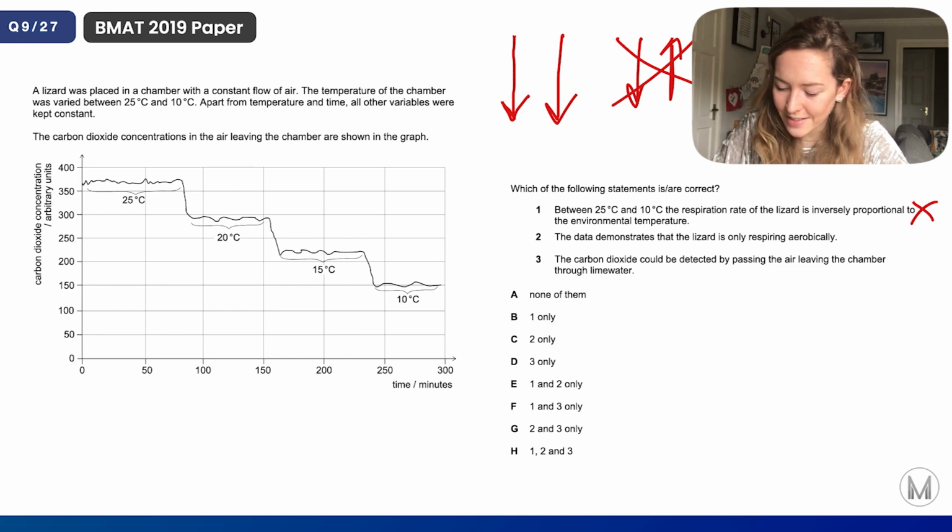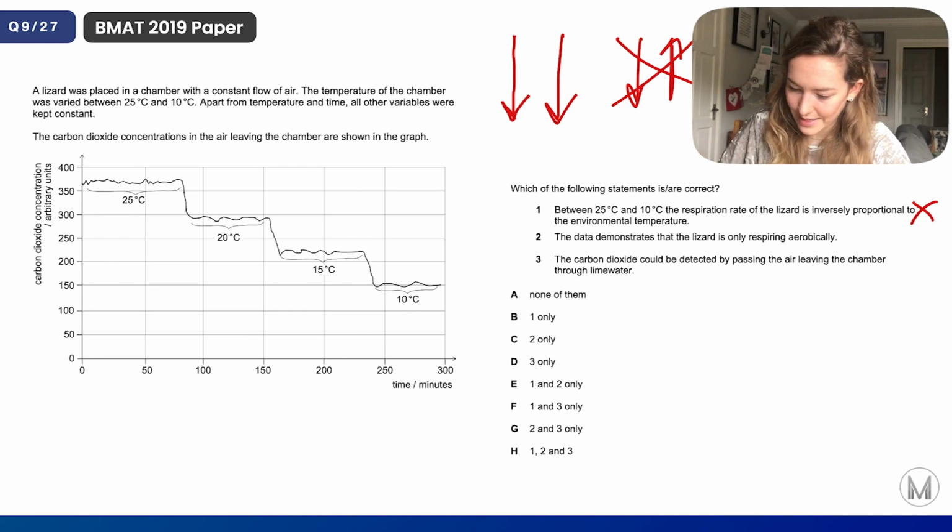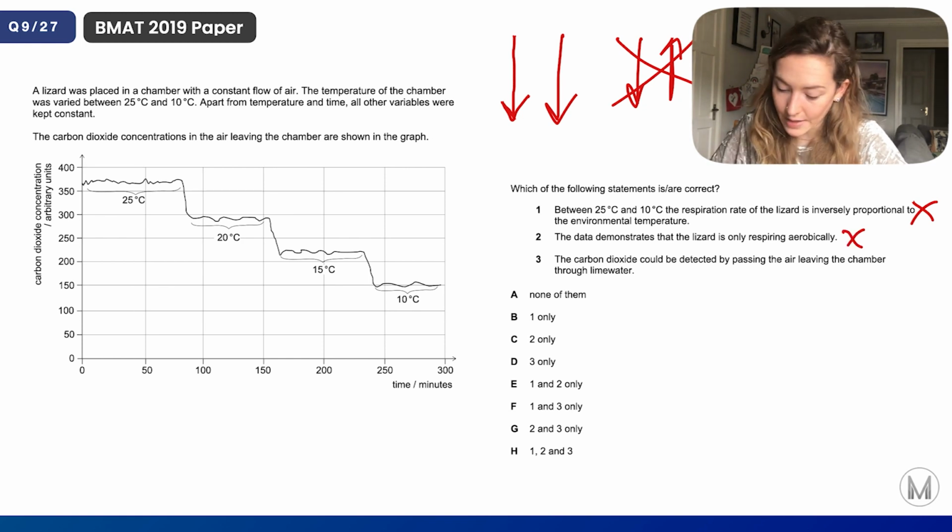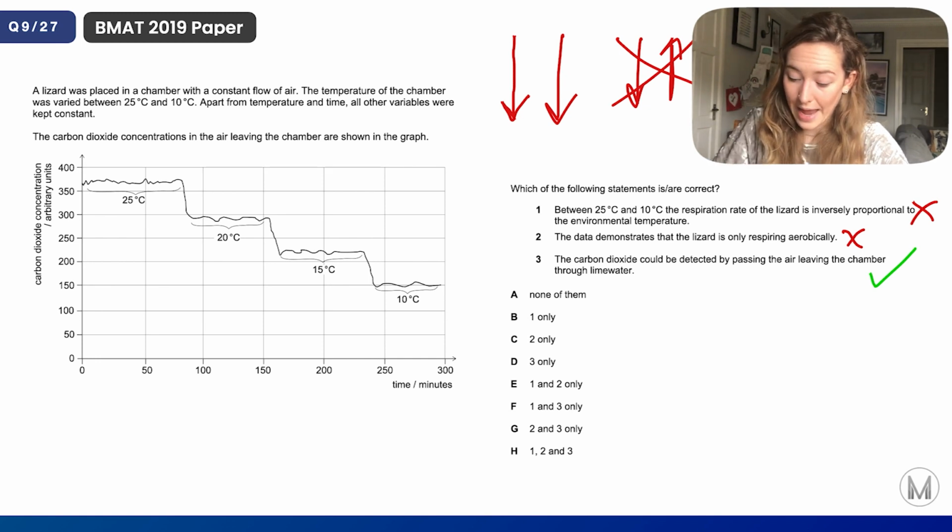Statement 2, the data demonstrates that the lizard is only respiring aerobically. I do not have enough information to confirm or deny that statement. We're not given enough detail about it. So again, I cannot say that statement is correct. And finally, the carbon dioxide could be detected by passing air leaving the chamber through lime water. Yeah, it can. That statement is correct. That is a way of testing carbon dioxide presence. So I can see that only one of them is correct, and it's statement 3. So D is my correct answer.